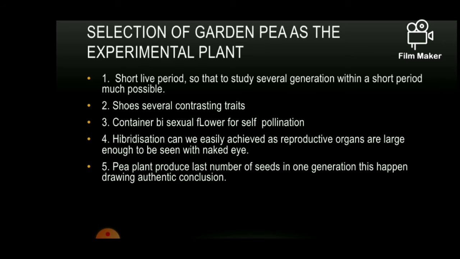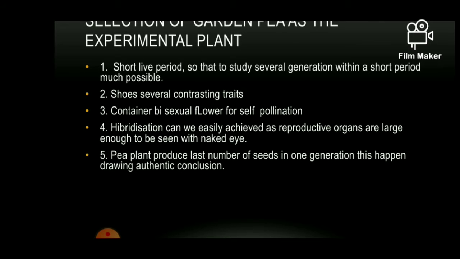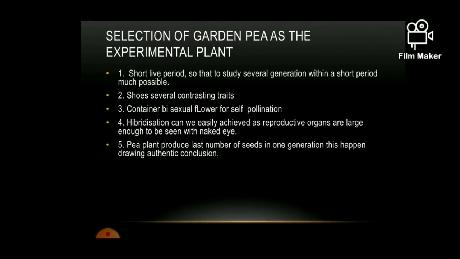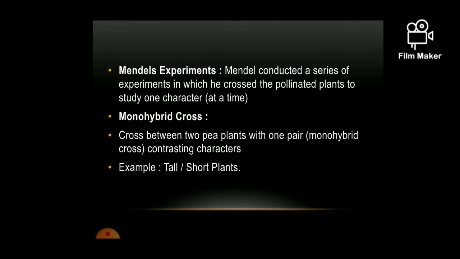Last, the pea plant produces a large number of seeds in one generation. This helps in drawing authentic conclusions. Mendel performed separate crosses involving one, two, or three different contrasting characters. For one character, it is called a monohybrid cross. For two, it is called a dihybrid cross, and for three characters, it is called a trihybrid cross.